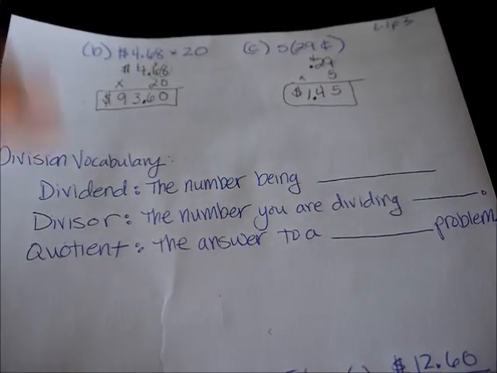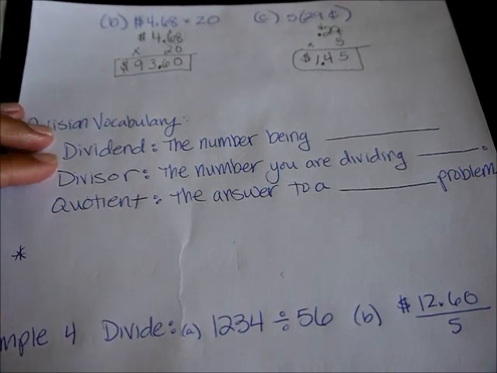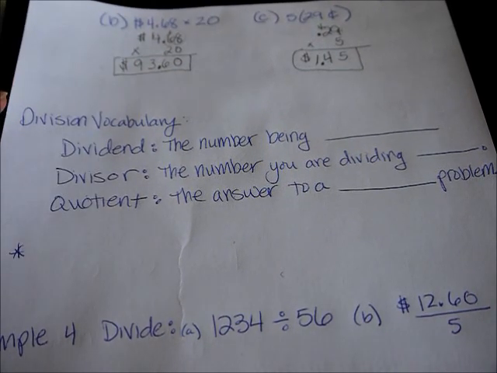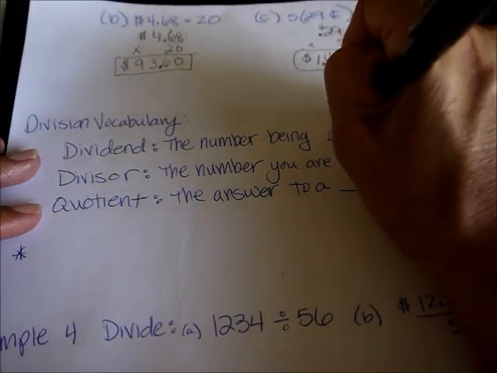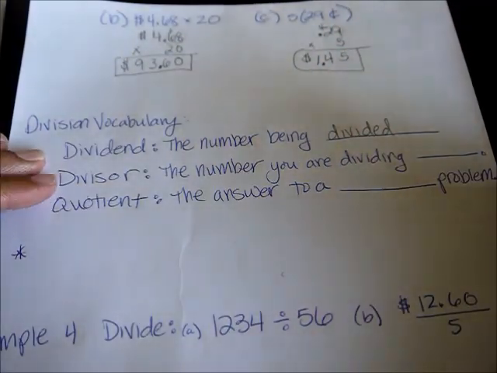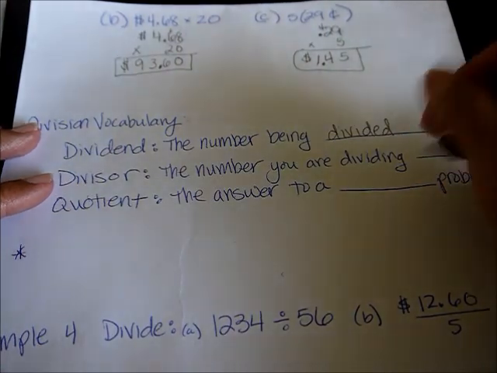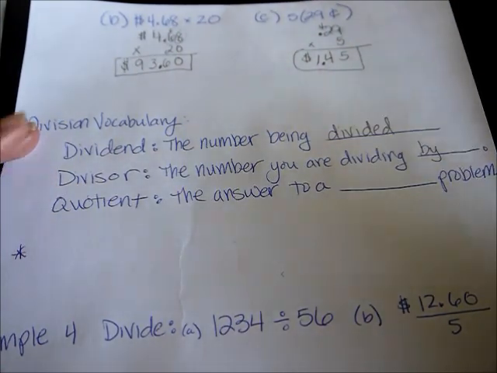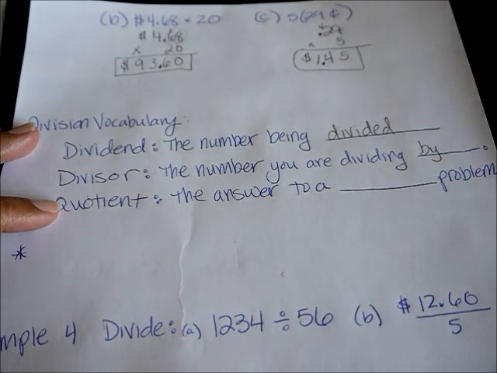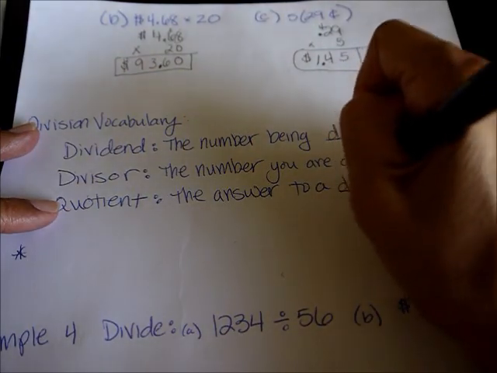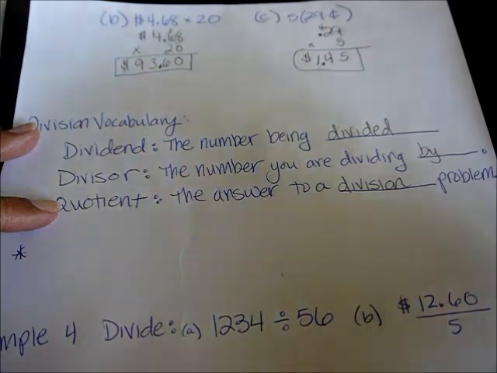Now we're going to go on to dividing. And dividing has 3 more vocabulary words. Okay. The dividend is the number being divided. Okay. It's what we're starting out with. So the dividend is what is being divided. The divisor is the number you are dividing by. And the quotient is obviously the answer to a division problem.